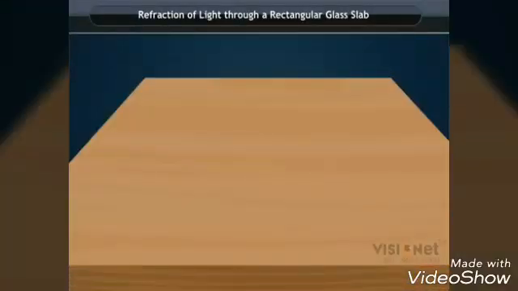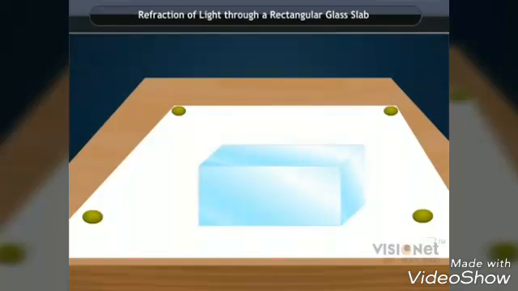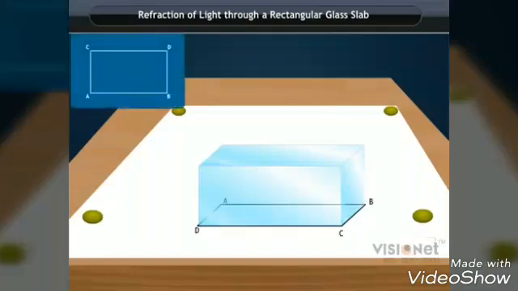Refraction of light through a rectangular glass slab. Let us explain the refraction phenomenon by a rectangular glass slab. Fix a sheet of white paper on a drawing board using drawing pins. Place a rectangular glass slab over the sheet in the middle. Draw the outline of the slab with a pencil. Let us name the outline as ABCD.